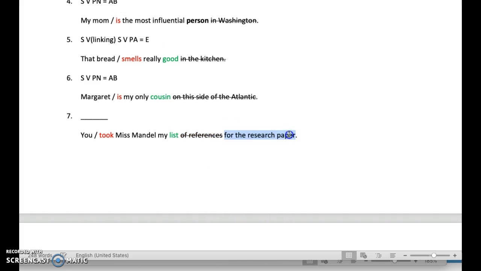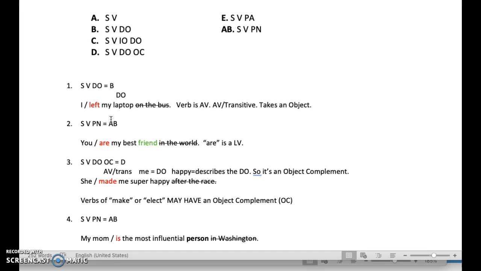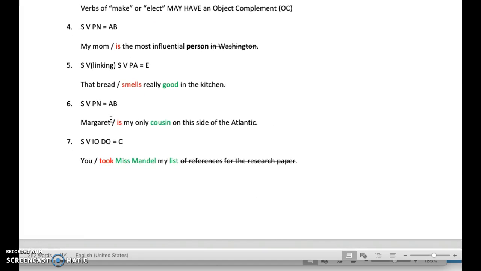Oh, here's another prep phrase. Let's get rid of that bad boy. So now I'm just left with Miss Mandel. So what are we going to do with that? Well, Miss Mandel is an indirect object, right? Indirect objects answer to whom or to what. So I have an SVIODO structure, which is letter C.